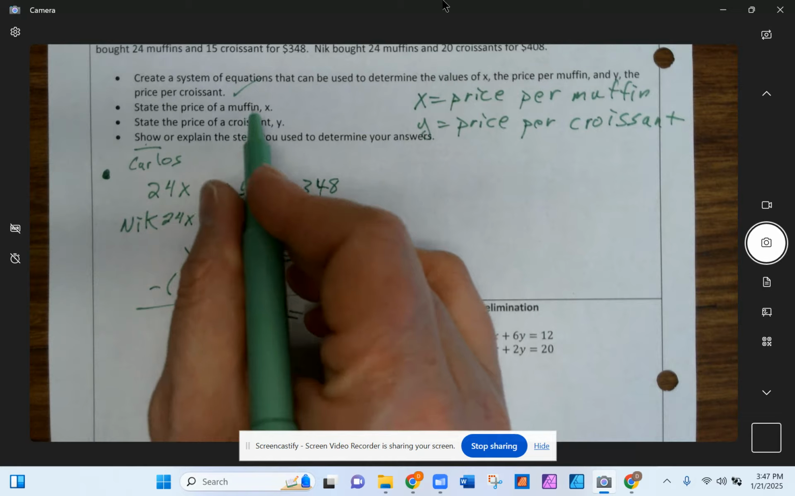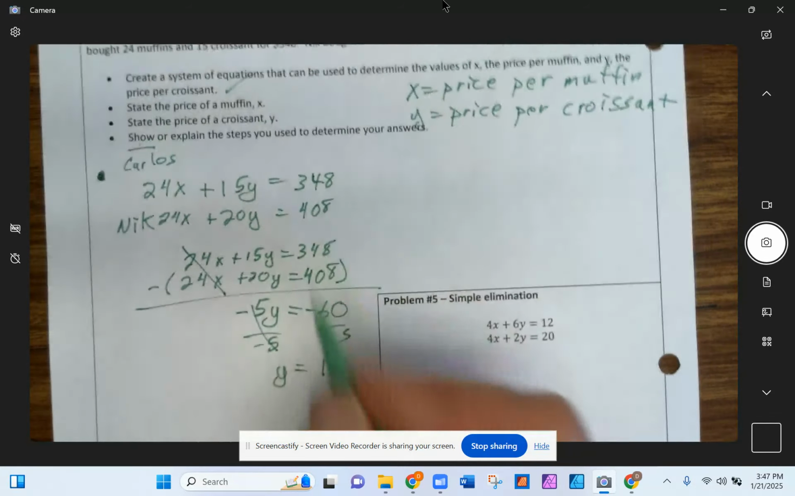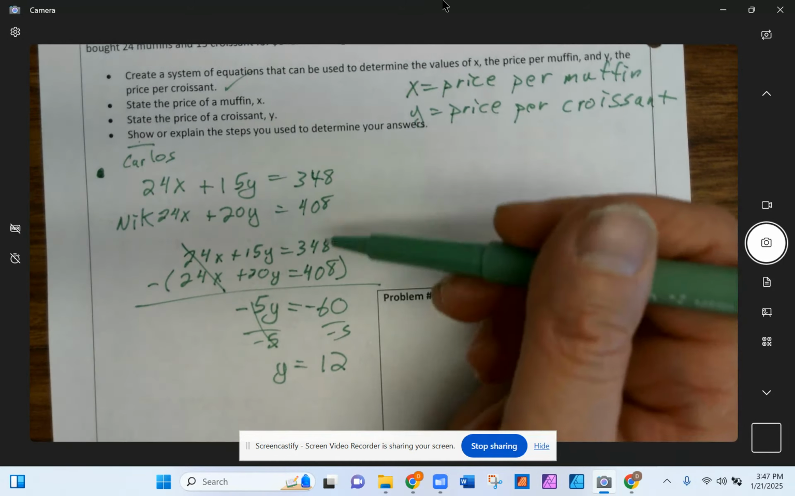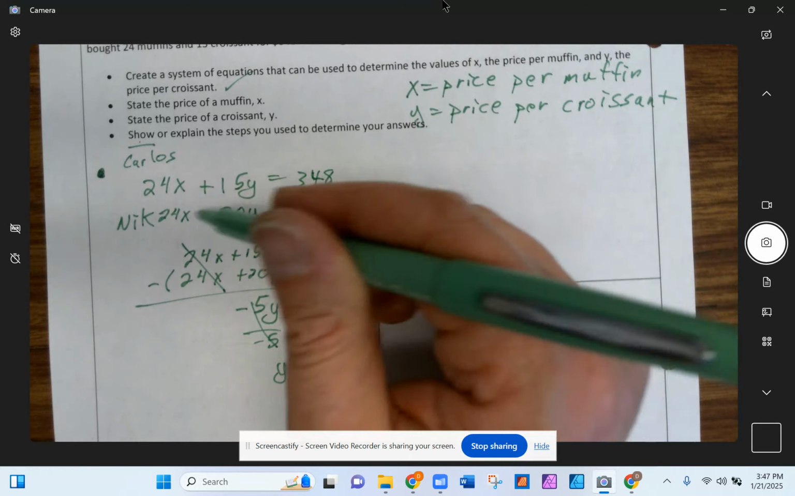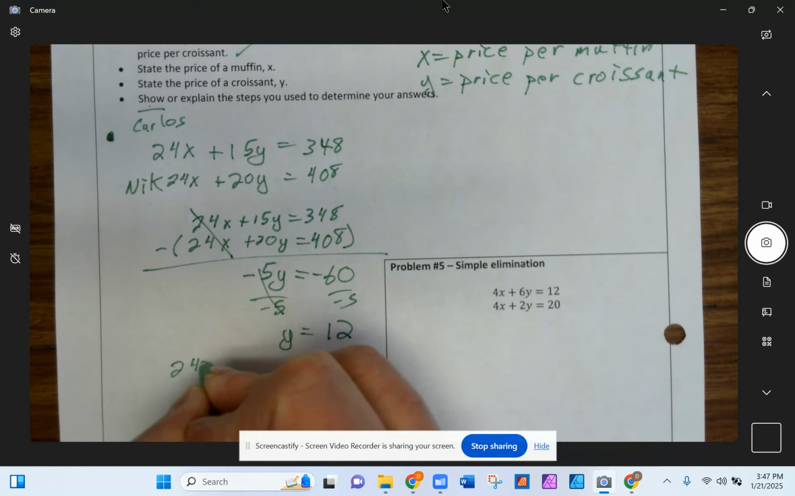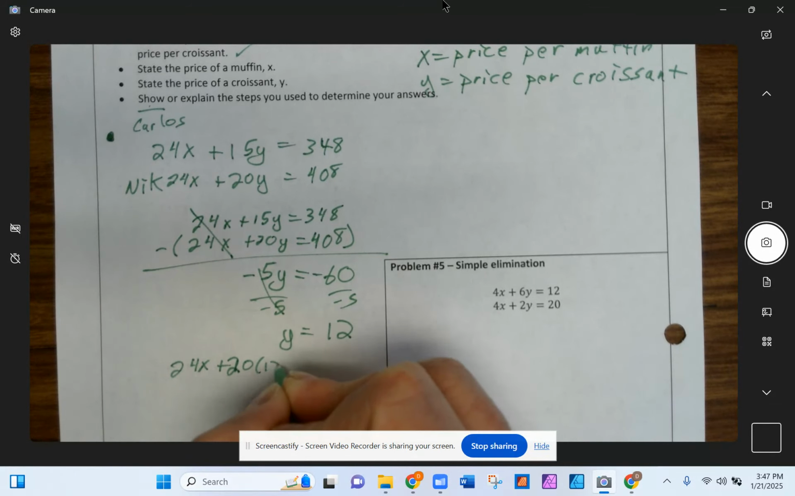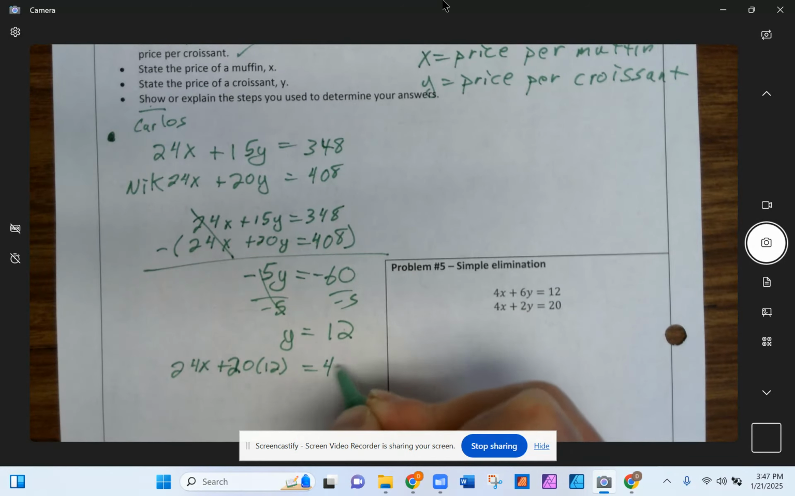However, muffins are first in the order here, so we got to figure that out before we kind of summarize. So what I'm going to do with this 12 is plug it into one of these equations. You want to choose the easier one. I think 20 times 12 is easier than 15 times 12, so I'm going to use the second one. So it's going to be 24x plus 20 times 12, the y goes away, becomes this 12 equals 408.